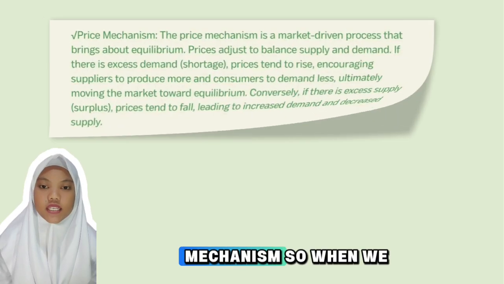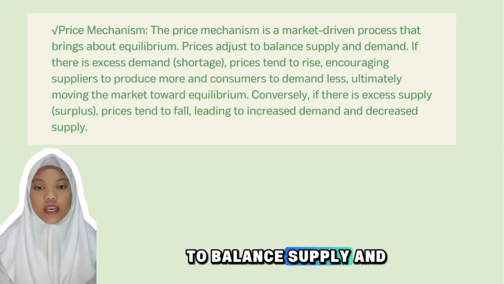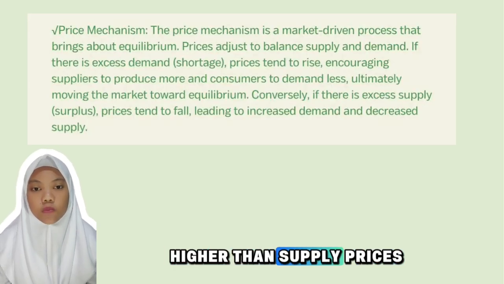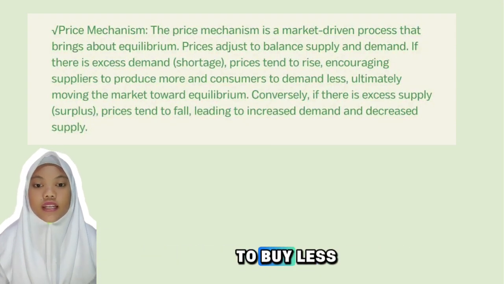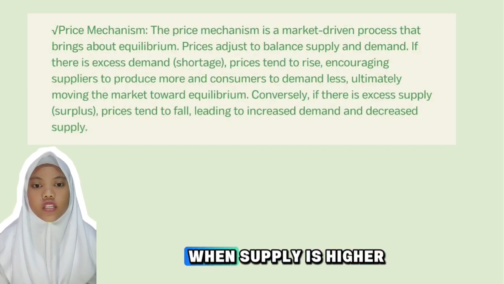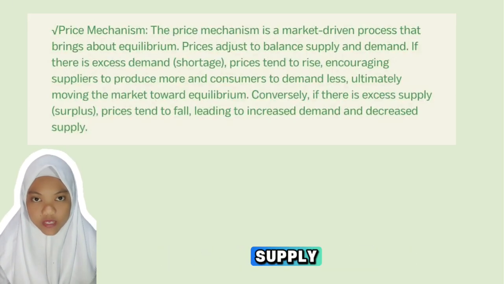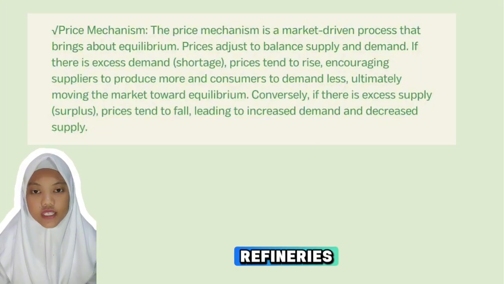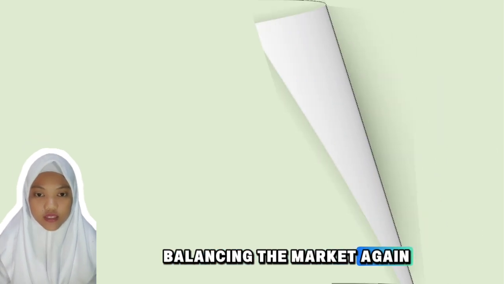The third is the price mechanism. The price mechanism is the process by which price adjusts to balance supply and demand. If there is a shortage, when demand is higher than supply, prices rise. This encourages producers to make more and consumers to buy less. If there is a surplus, when supply is higher than demand, prices fall. This encourages more people to buy and producers to reduce supply. For example, if a hurricane damaged oil refineries, gasoline supply drops, the shortage pushes price up, balancing the market again.